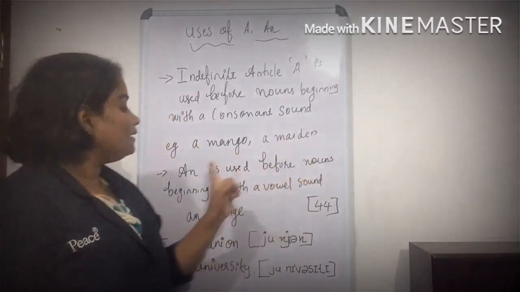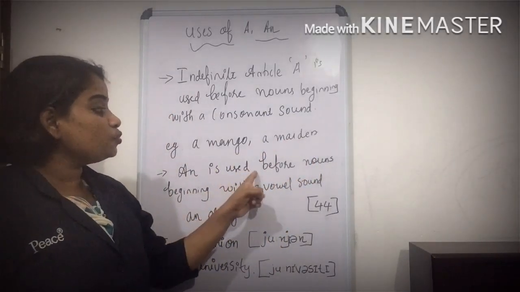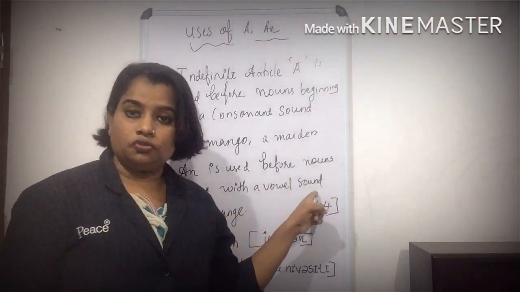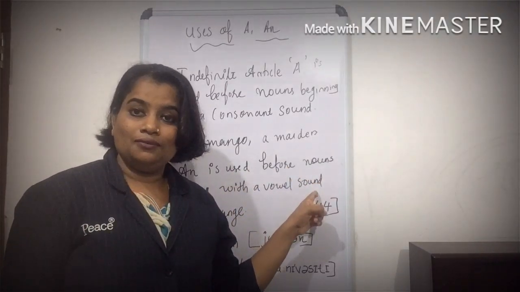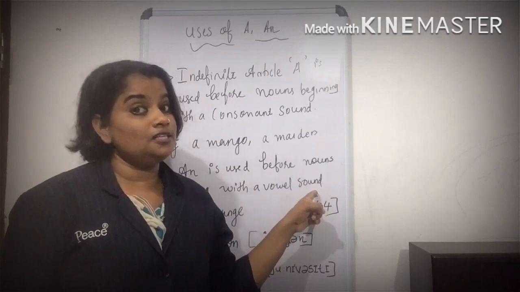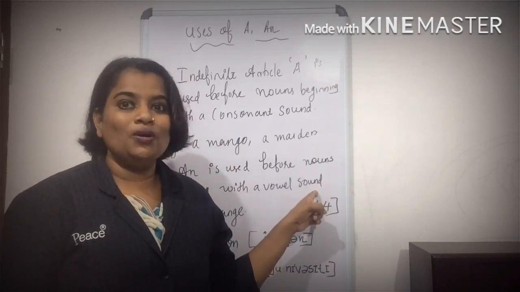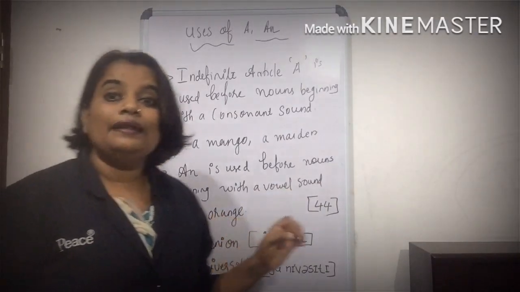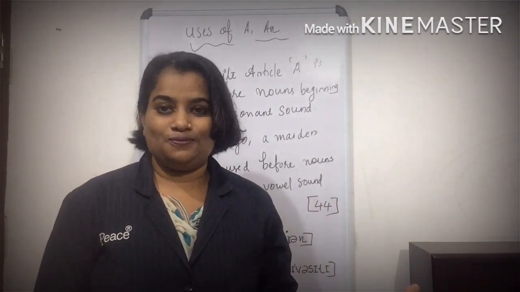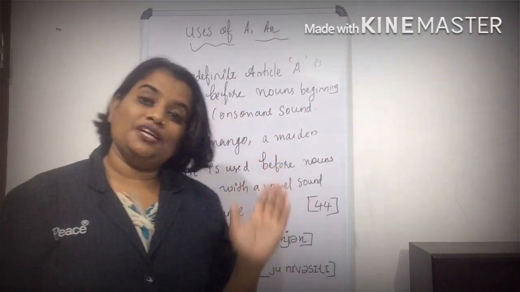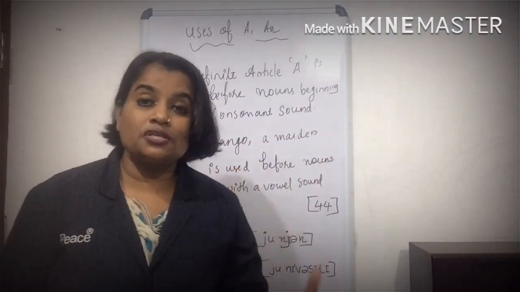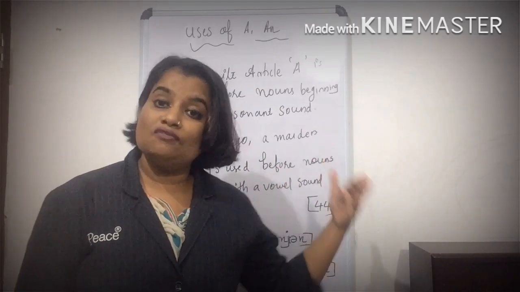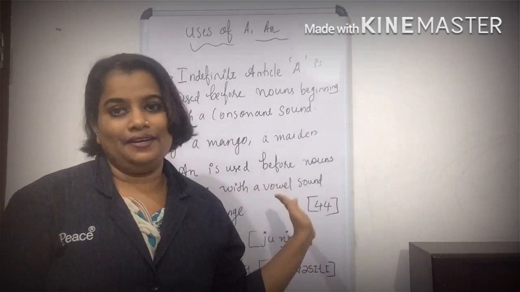The next one: an is used before nouns beginning with a vowel sound. Where can you use an? Before the vowel sound. An onion, an ant, an elephant. In such cases, the words which begin with a vowel sound, you can use an.